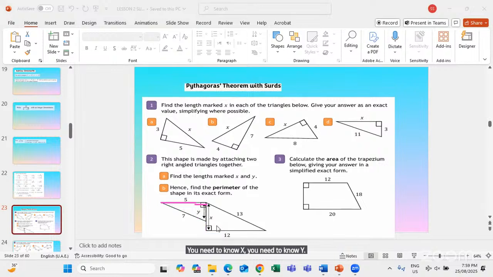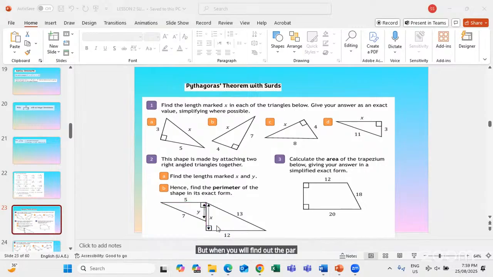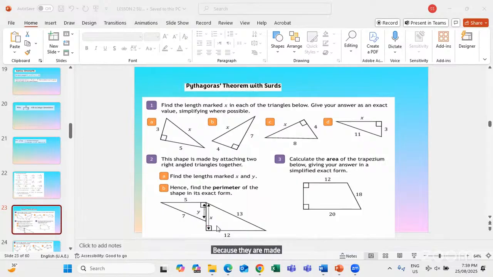If you see, x is this full length. But when you find the perimeter, you just use this x only. Don't take y and x both, then it will be wrong, because they are making it one side. And then this side is given as 13 and this side is given as 12. So it is quite easy for us to find out how much each of these is.